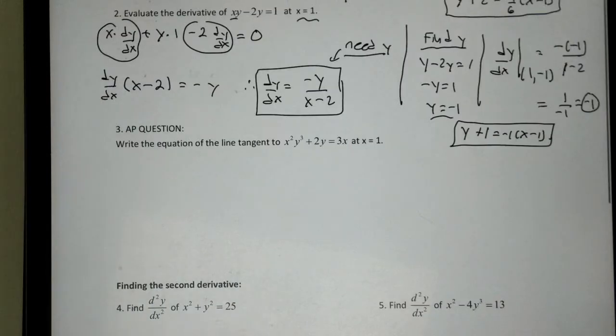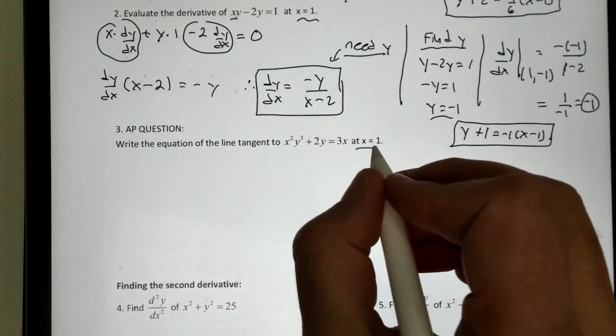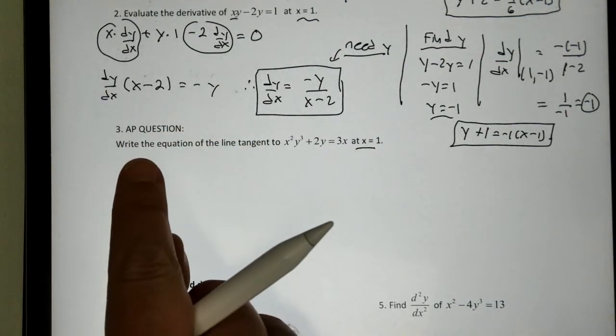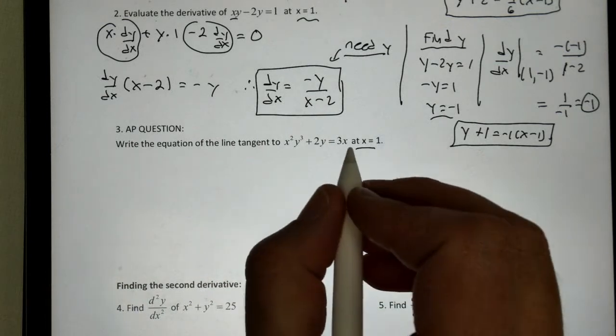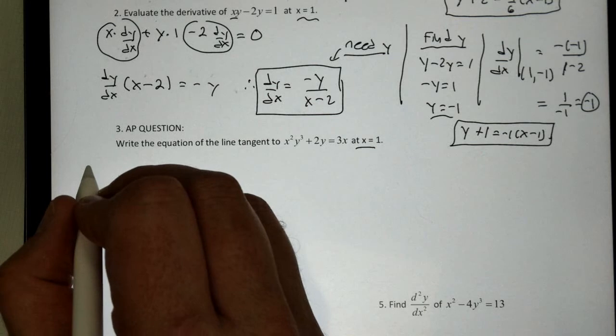All right, speaking of tangent lines, let's take a look at number 1 here. We want to write the equation of the line tangent. This is AP right here. Notice, I am going to need 2 points. I need to find y first.